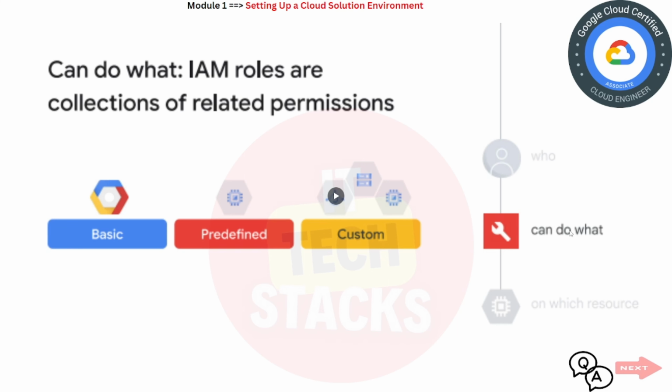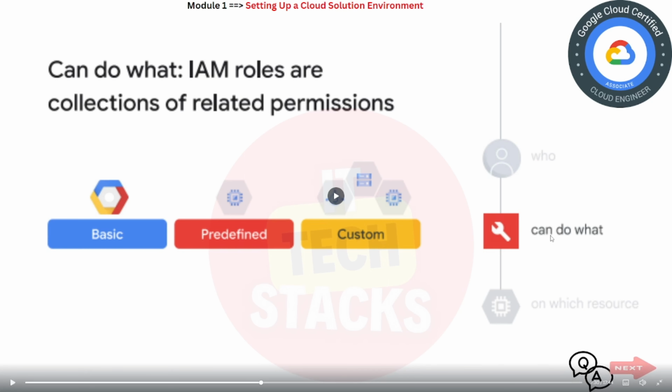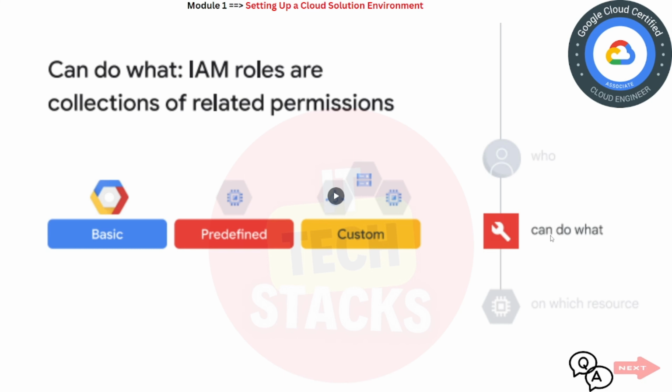Okay. So there are three types of roles we have in IAM. First one is the basic roles, which includes the owner, editor and viewer role that existed prior to the introduction of IAM. Predefined roles, which provide granular access for a specific service and are managed by Google Cloud. Custom roles, which provide granular access according to the user specified list of permissions. So basic roles are like owner, editor and viewer role.